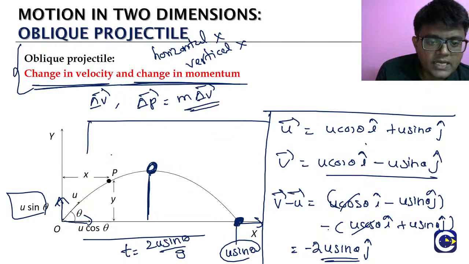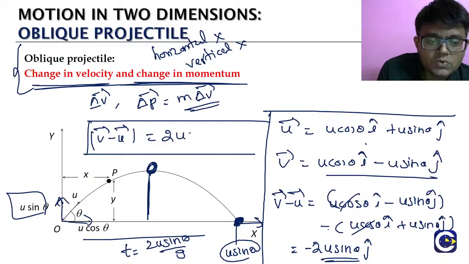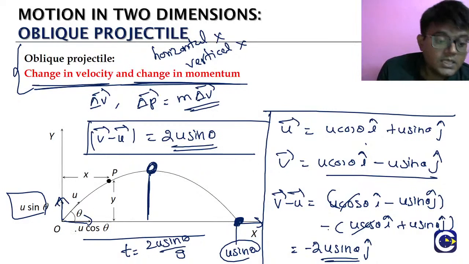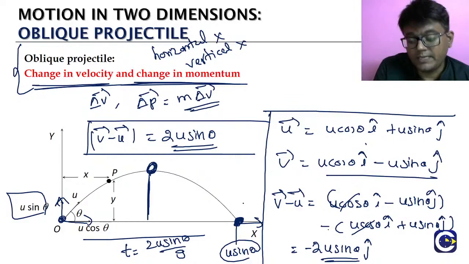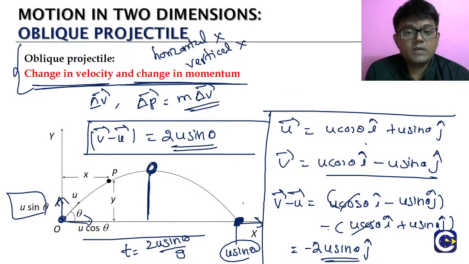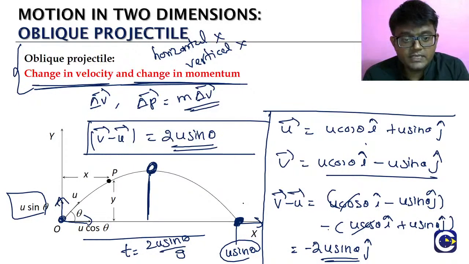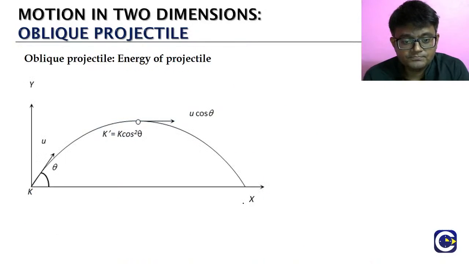But நமக்கு magnitude மட்டும் வேணும்னா, what is it? We will take a modulus, எடுத்தா என்ன வருது பாருங்க, it will be coming as simply 2u sin theta. This is the change in velocity between what? The initial point to the maximum height point. Okay வா? So we have seen change in velocity between initial point and maximum height point, அதுக்கப்புறம் change in velocity between the initial point and the range point.